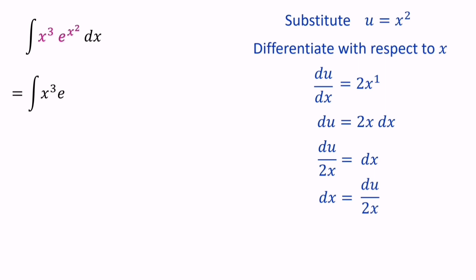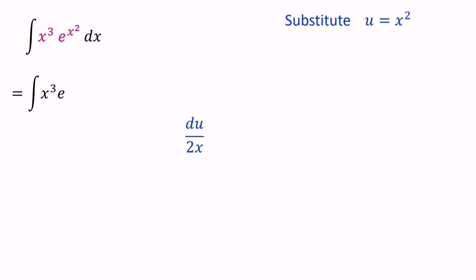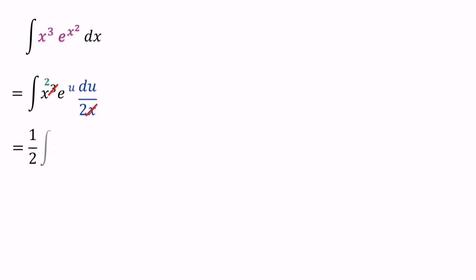Let's move to the integration part. Instead of the dx value, we can substitute du over 2x. Instead of the x squared value, we can substitute u. Then we can cancel out the x to the power of 3 value with the denominator value x. The denominator value 2 is a constant, so we can bring 1 over 2 outside of the integral. Then we have 1 over 2 integral x squared times e to the power of u.